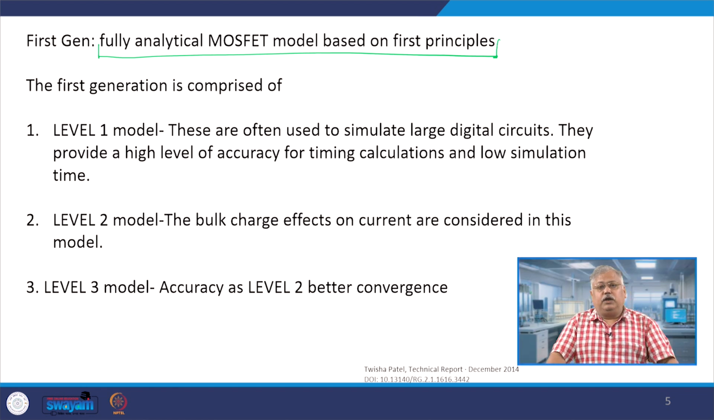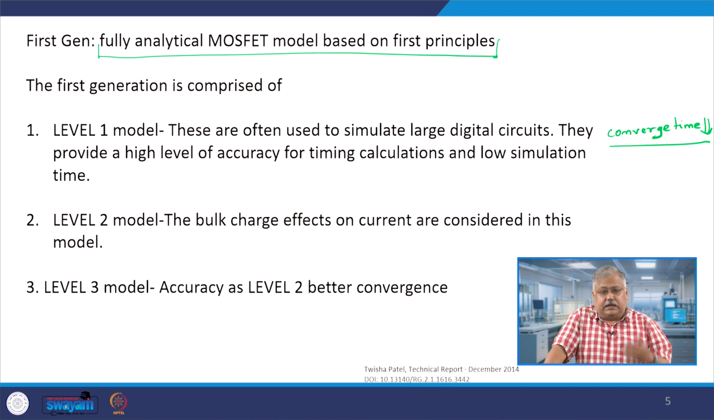Typically they are used to simulate large digital circuits, and they also provide a higher level of accuracy for timing and give you a very low simulation time. So, the convergence time for the level 1 model is relatively very small. And so, you can get the convergence and the output result at a very fast pace when you do a level 1 model, but the cost you pay for it is of course accuracy, and typically you can do some digital circuits as well as some analog circuits here.